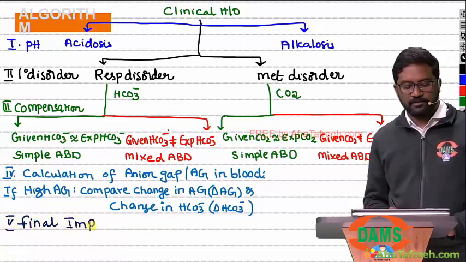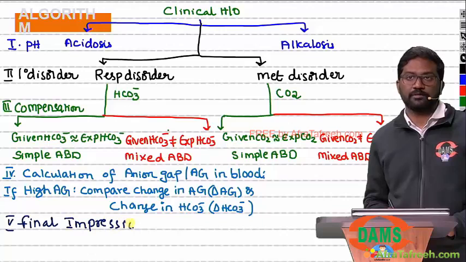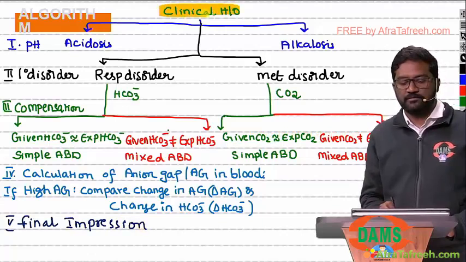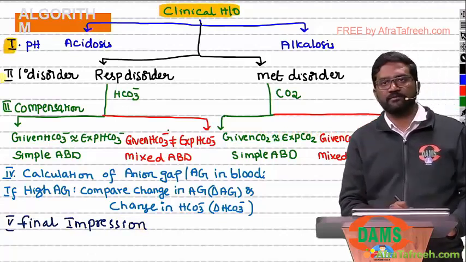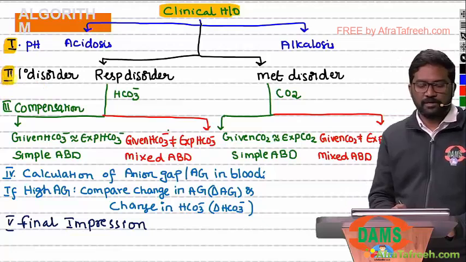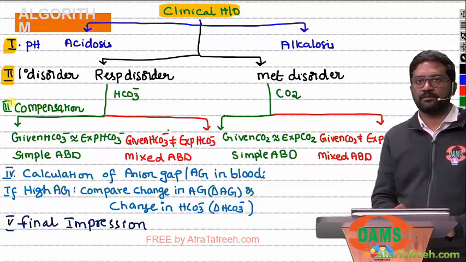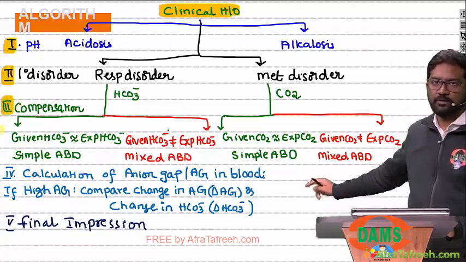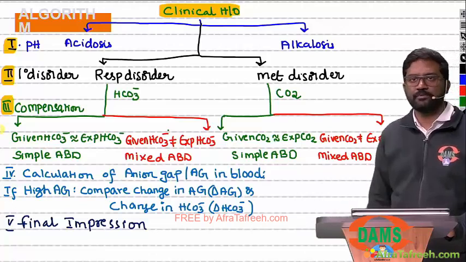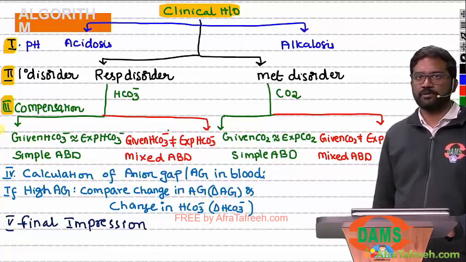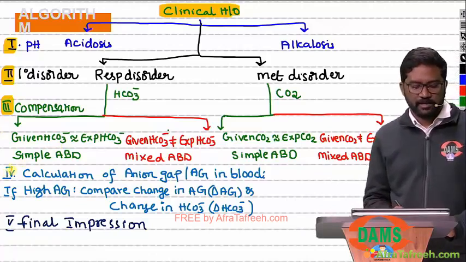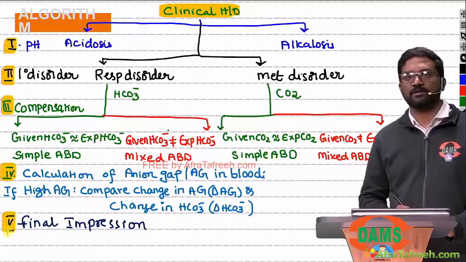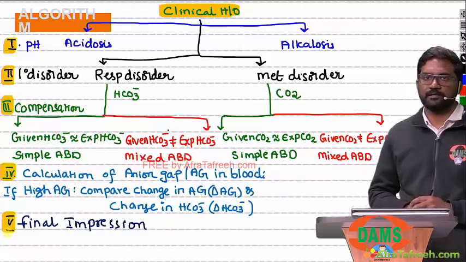So this is the most simplified algorithm of ABG. After going through clinical history, see the pH. Are you dealing with acidosis or alkalosis? By applying ROME, is it respiratory or metabolic? And with the help of formulas, whether compensation is adequate or inappropriate. Adequate is simple, inappropriate compensation is mixed. Then calculation of anion gap in blood, and put it together with clinical history and give your final impression.